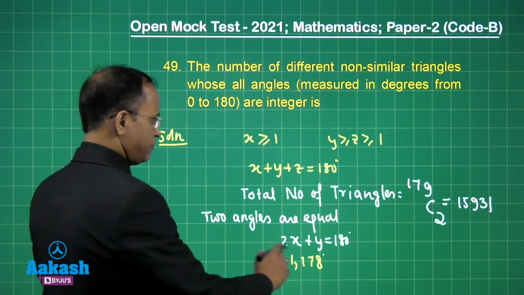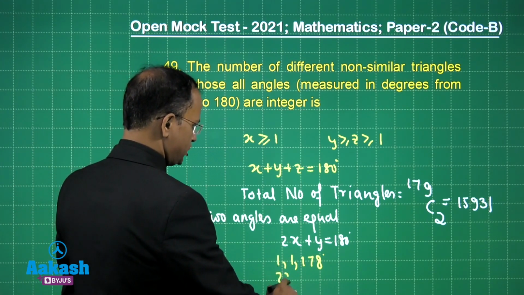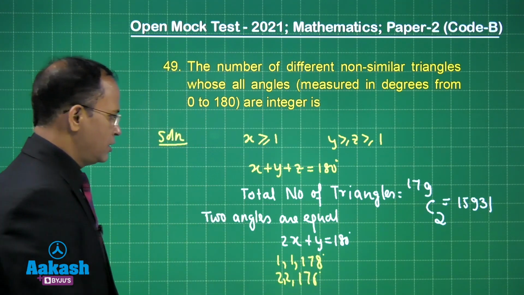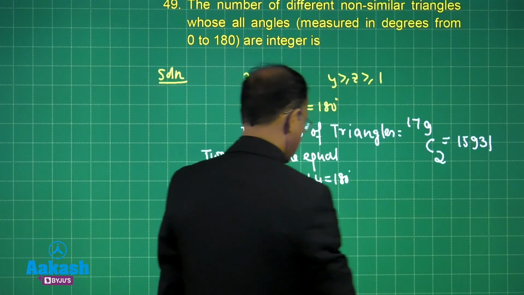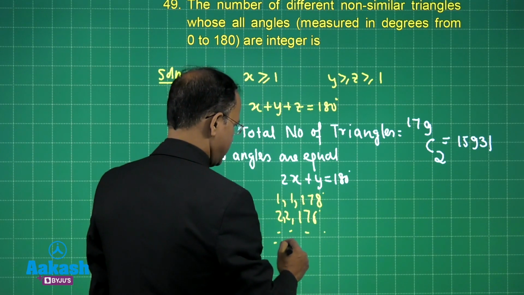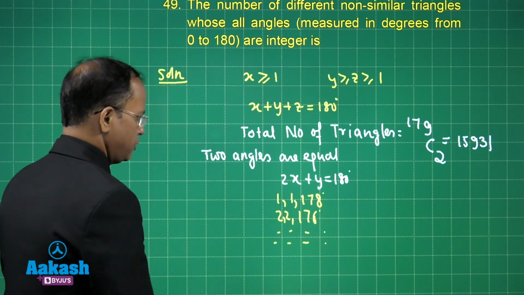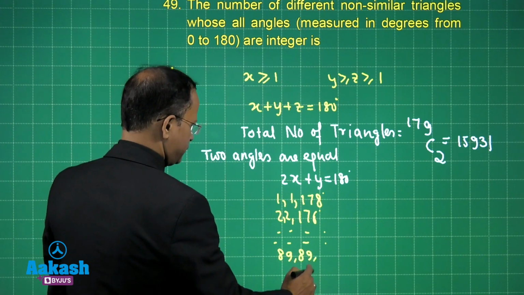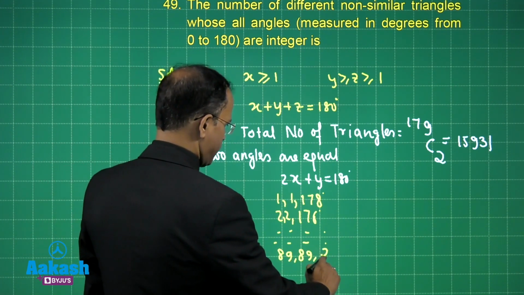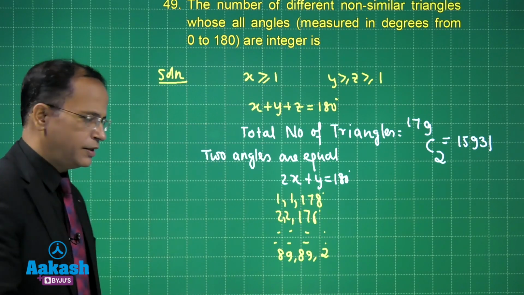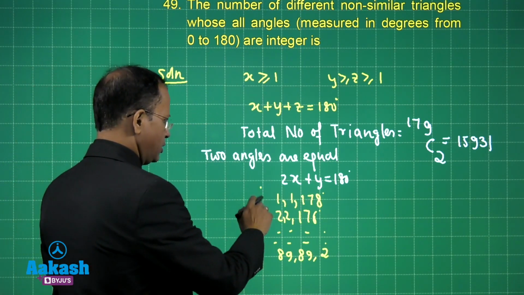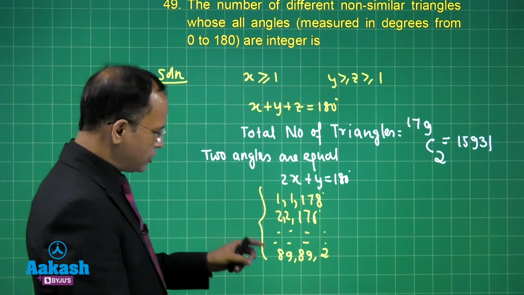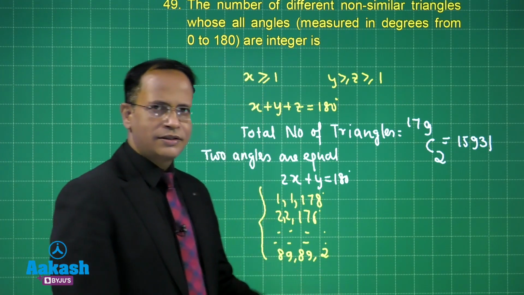Then we can have 2, 2. So this is going to be 2, 2, and this is 176 degree. Got it? So in this way we proceed further. So we have many things like that. We have 89, then we have 2 also, right? The same set of things will also be there. So altogether we have 89 cases, and it also includes 60, 60, 60.